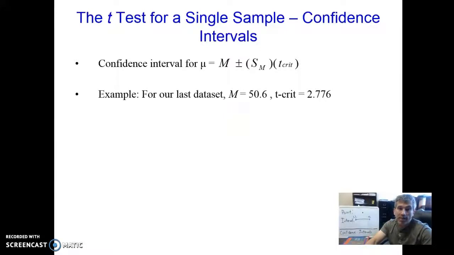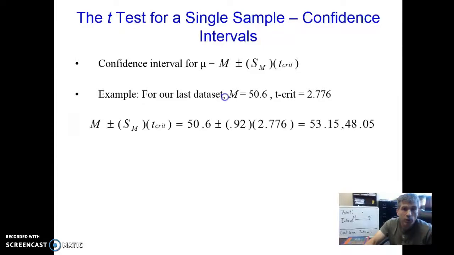So for our last data set, remember the dog data set, we had a sample mean of 50.6. We had a critical t-score of plus and minus 2.776, and the standard error was 0.92. So that's all data from our last example with the dogs. We could create a confidence interval for that estimate, the percentage of correctly identified dog sexes. And again, we plug in our standard error, our t-crit, we add that to 50.6, which gives us 53.15. We subtract that result from 50.6, which gives us 48.05.